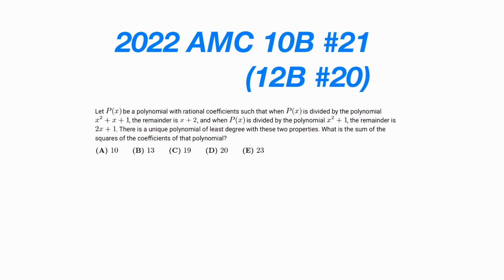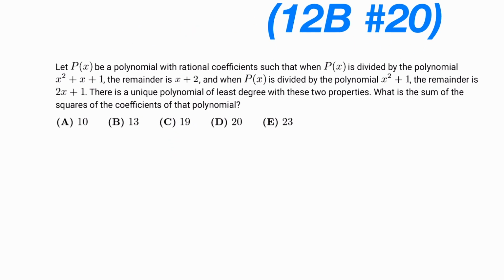In today's episode of Investigation, we'll go over 2022 AMC 10B number 21, which also, for the record, is 12B number 20 as well. So this problem states, let p of x be a polynomial with rational coefficients such that when p of x is divided by the polynomial x squared plus x plus 1, the remainder is x plus 2. When it's divided by the polynomial x squared plus 1, the remainder is 2x plus 1. There's a unique polynomial with the least degree of these two properties. What is the sum of the squares of its coefficients?